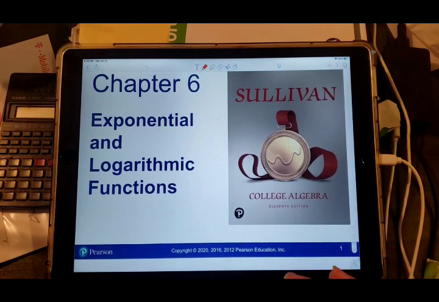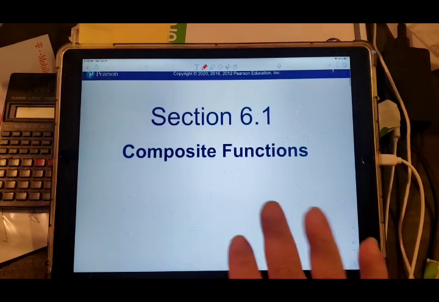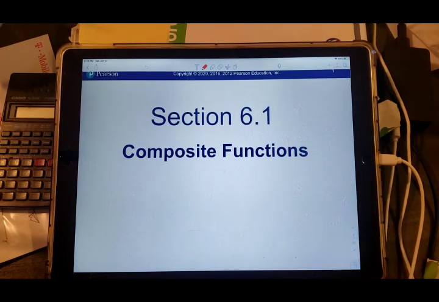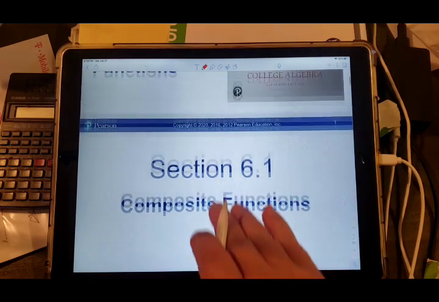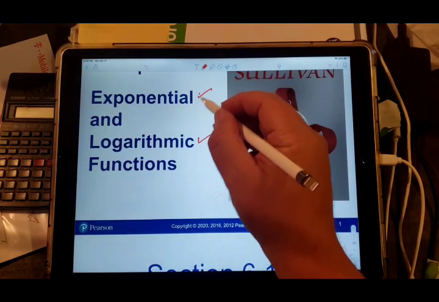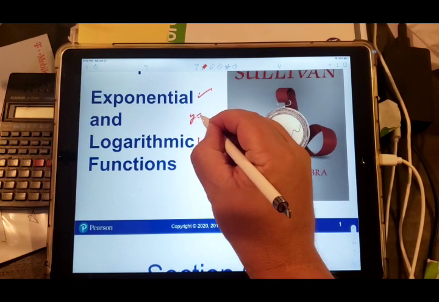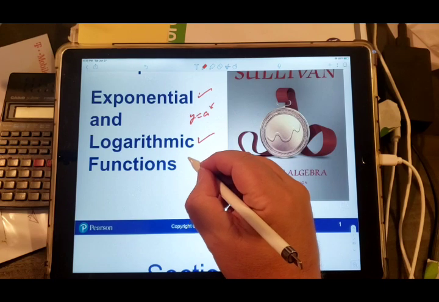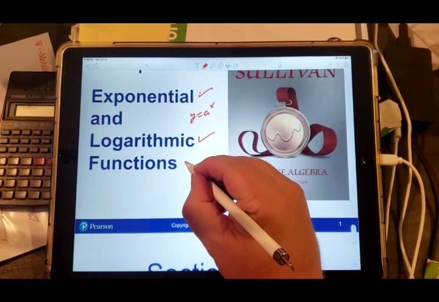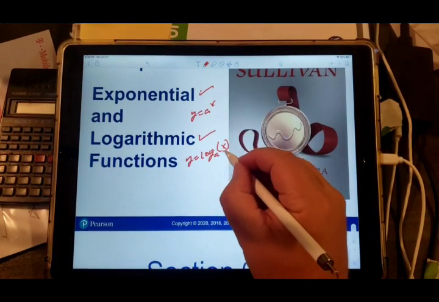Okay, chapter 6 is exponential and logarithmic functions, but section 6.1 isn't really about exponential functions or logarithm functions, but they're kind of introducing the idea of these two functions. So keep in mind, the main point of chapter 6 is to understand the exponential function, y equals a to the x, and the inverse of that, the logarithm function, y equals log base a of x.